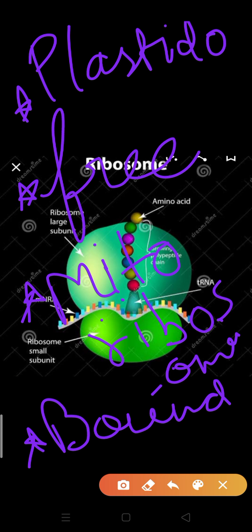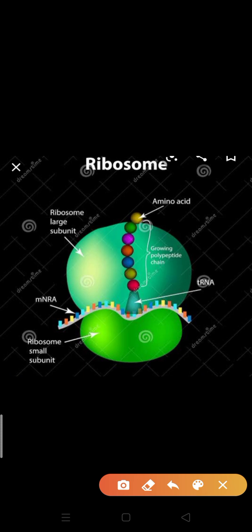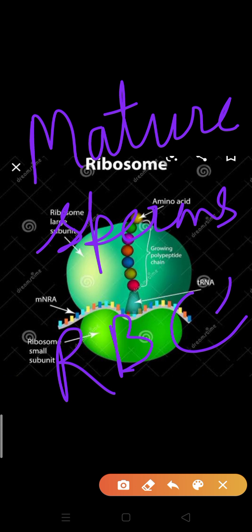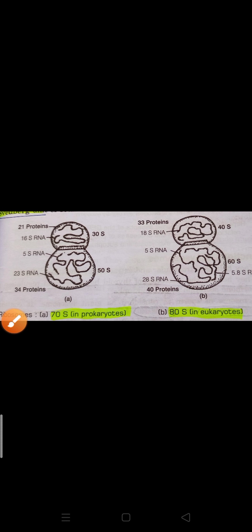Now I am going to tell you in which types of cells ribosomes are absent. Ribosomes are not present in mature sperm, and in mature mammalian RBCs. Mature mammalian RBCs also lack ribosomes. So these are the cell forms where ribosomes are not present. After this I am going to tell you about the types of ribosomes.